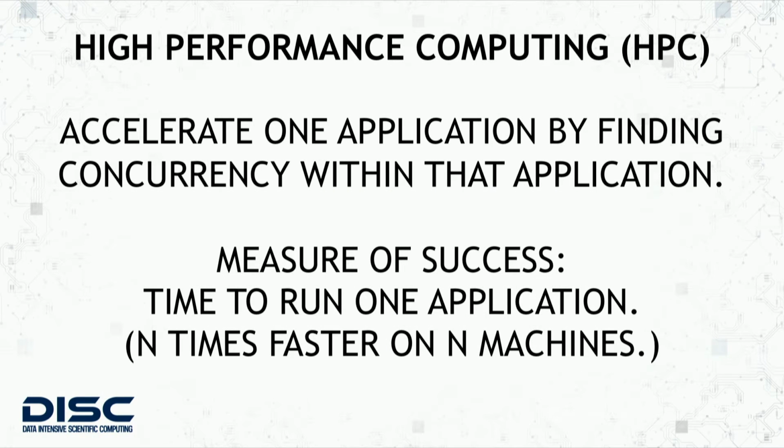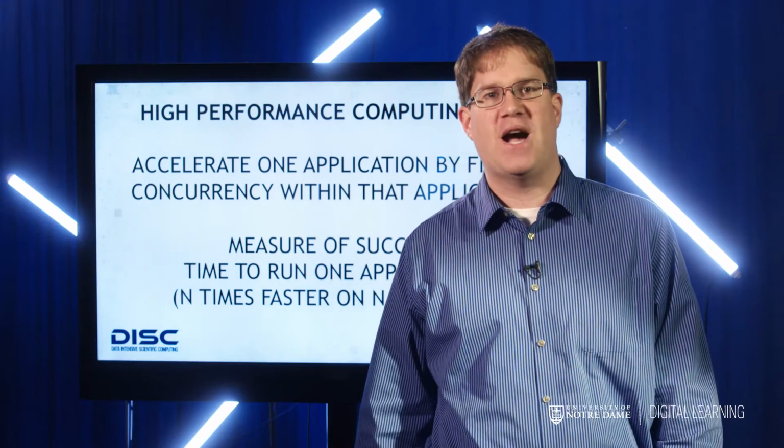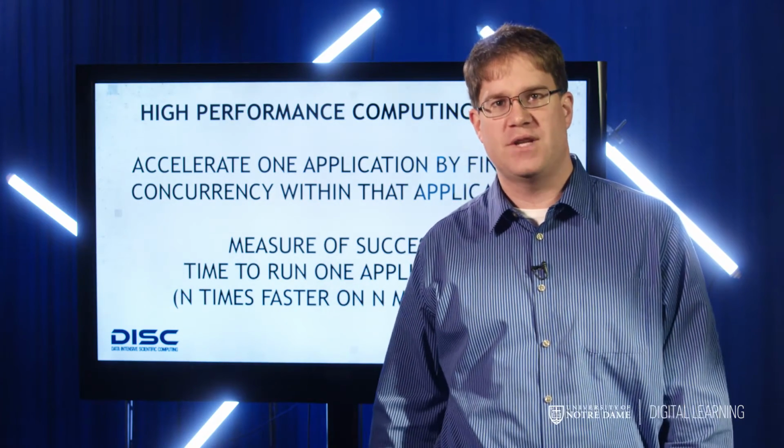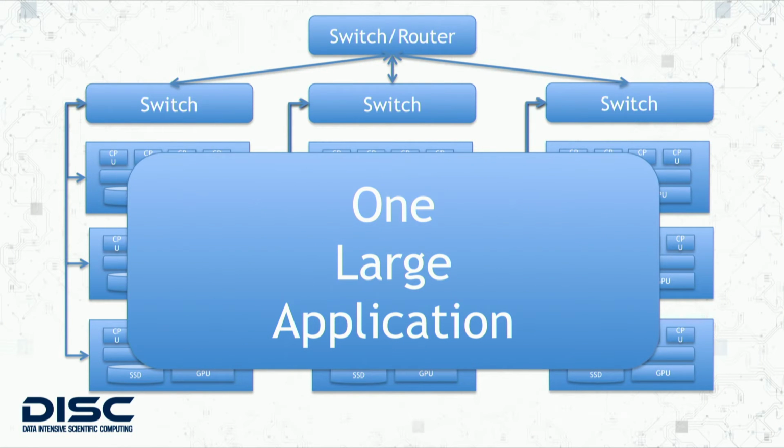HPC is known as high performance computing, and usually the goal of HPC is to accelerate a single large application by taking that application, breaking it up into pieces, and then running all the pieces simultaneously across the nodes of the cluster. And our goal here is to get that one application to run as fast as possible without regard to anything else that's going on. So here, if we had our picture of the cluster, in HPC you can think of taking one large application, spreading it across, and using the entire cluster if possible to run that one large application.